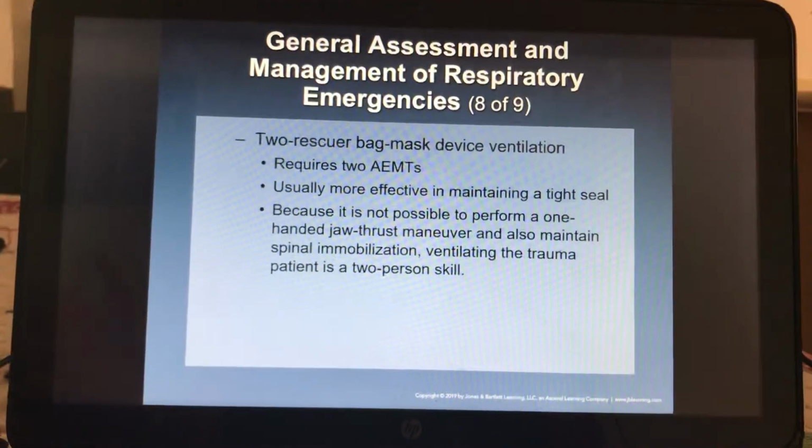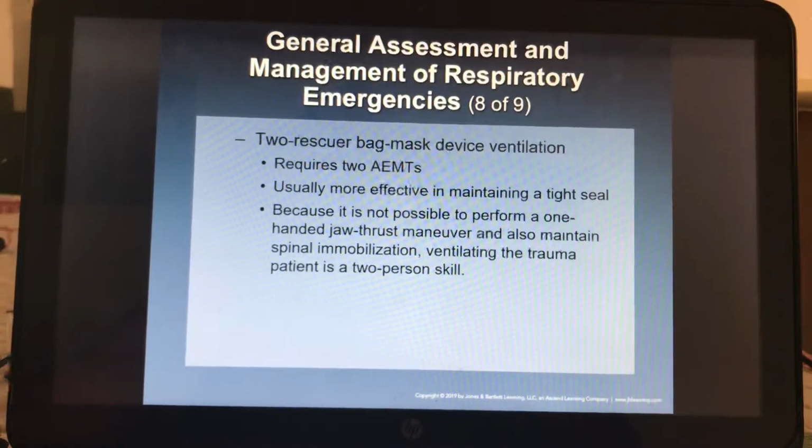One of the things that they do want to point out, if you are going to have to BVM a kid, you're going to have to use the BVM on a child. What they're saying is that they want or feel that it's a good idea to have 2 people. Good luck with that. I don't disagree with that statement.